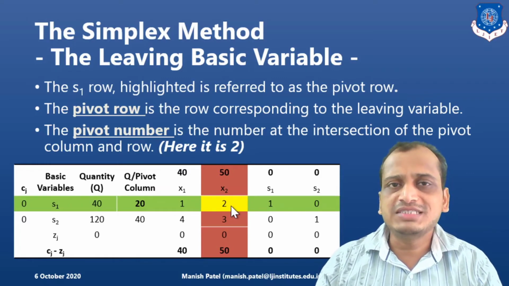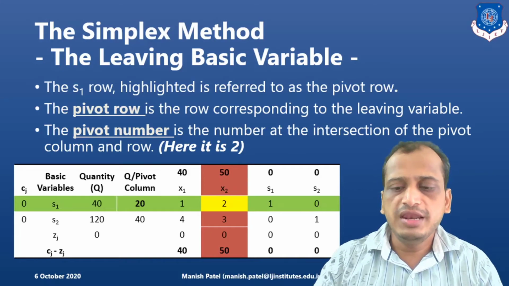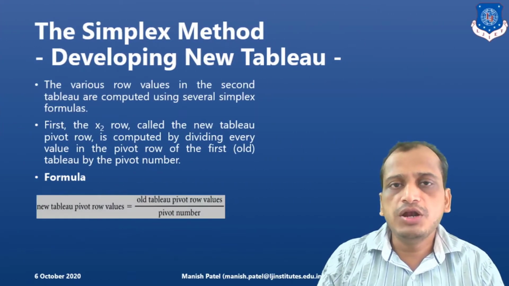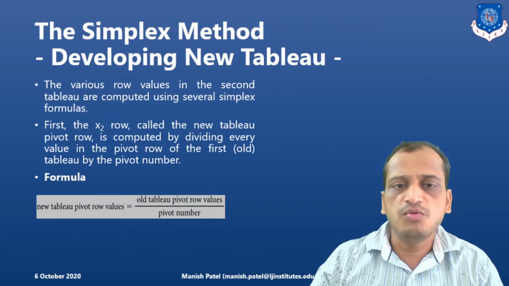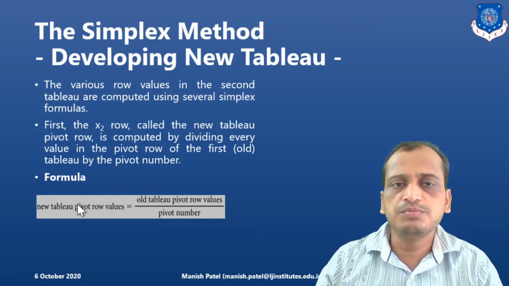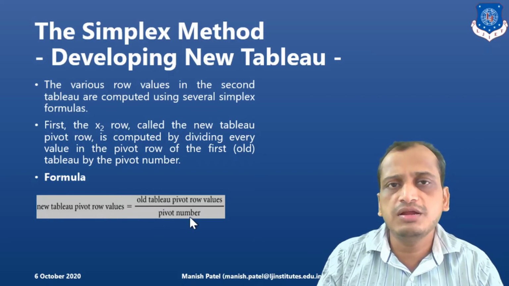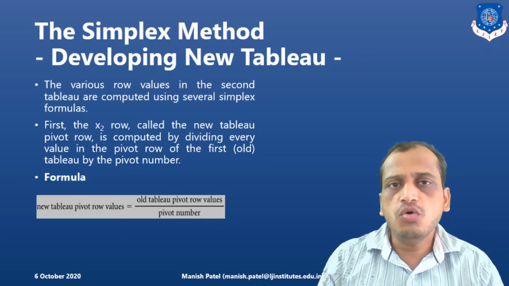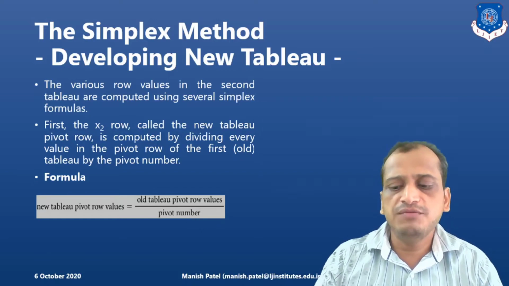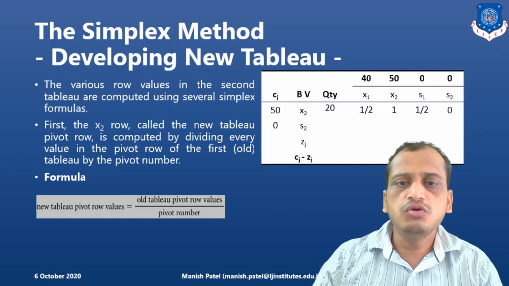So what is our next step? We will divide the individual elements of the pivot row by this 2 to get a new table. Clear? In the next step, we will develop a new table with the help of this formula. What is the formula for the pivot row? The new pivot row values for this new table are equal to the old pivot row values divided by the pivot number. What is the pivot number here? The pivot number is 2. We will divide the old values one by one and we will get the new table.